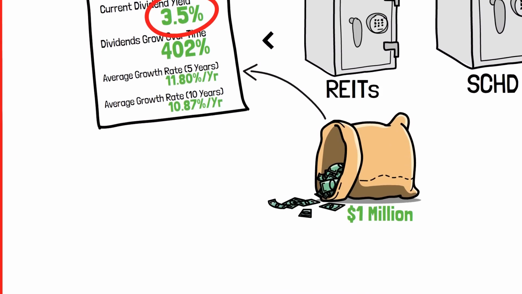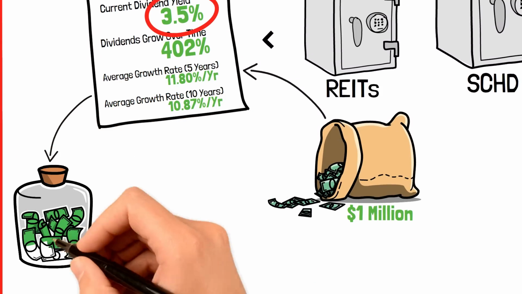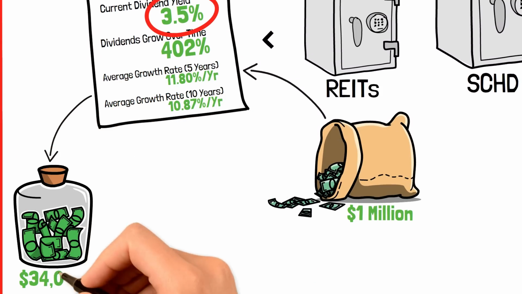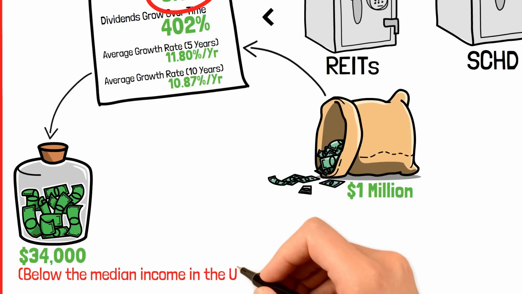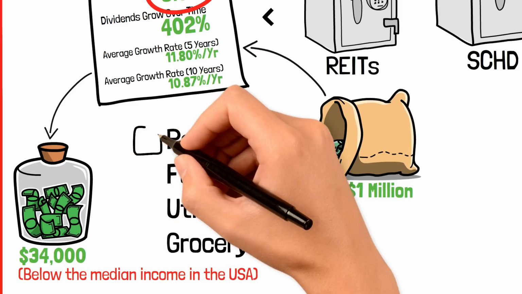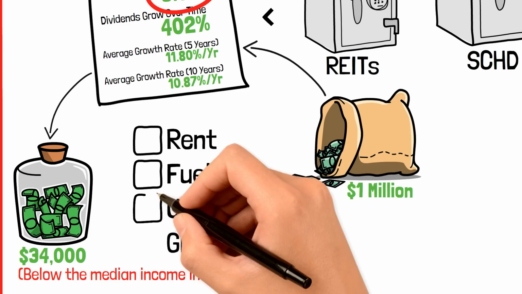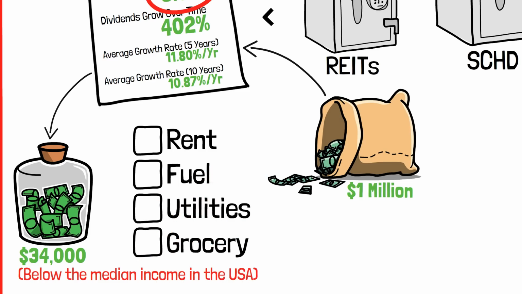Even if an investor had $1 million worth of SCHD, the dividend income would amount to $34,000, which still falls below the median income in the USA, and surely isn't enough to support the cost of living in most medium and high cost of living cities.